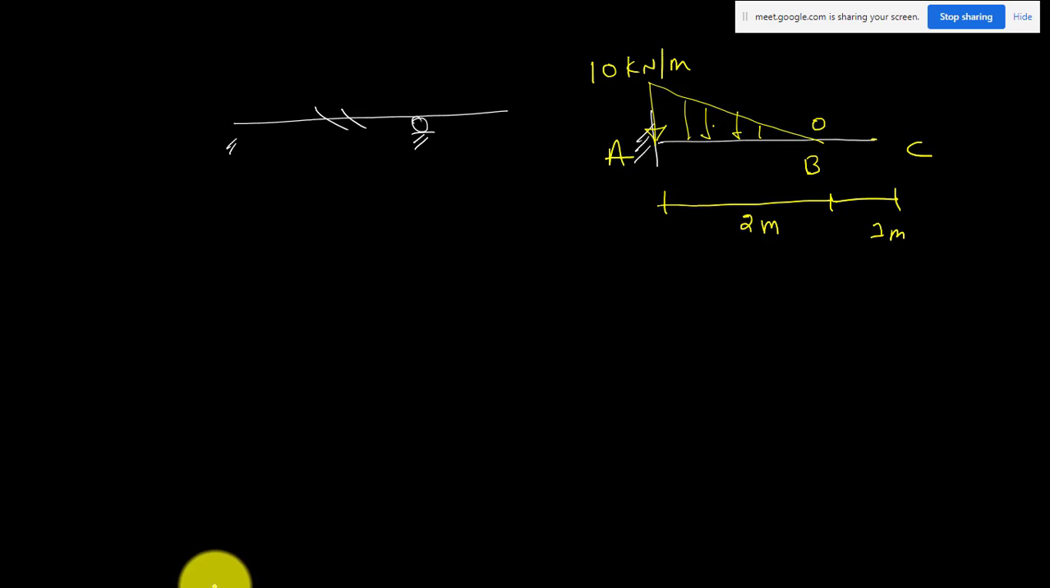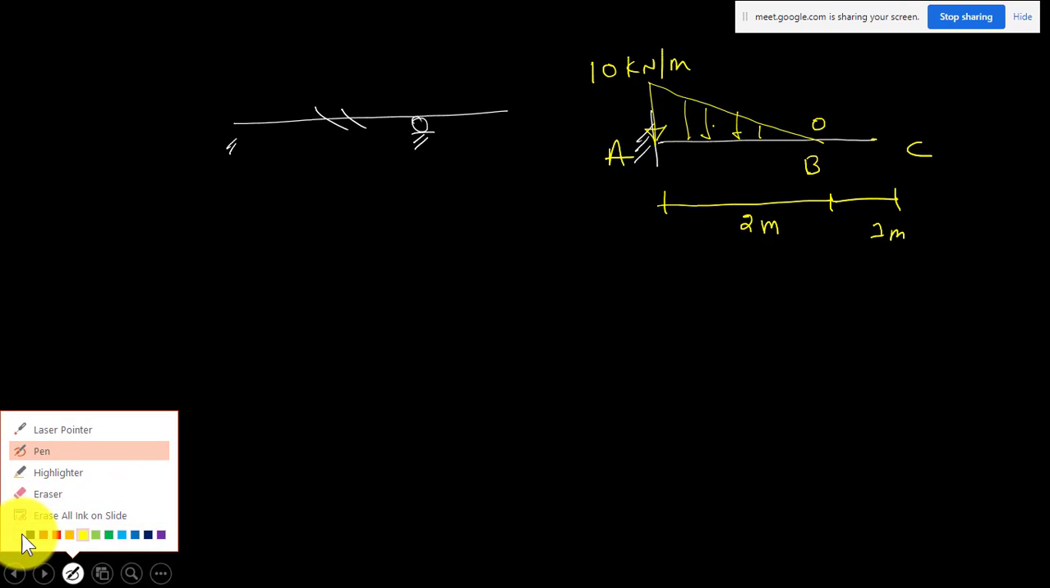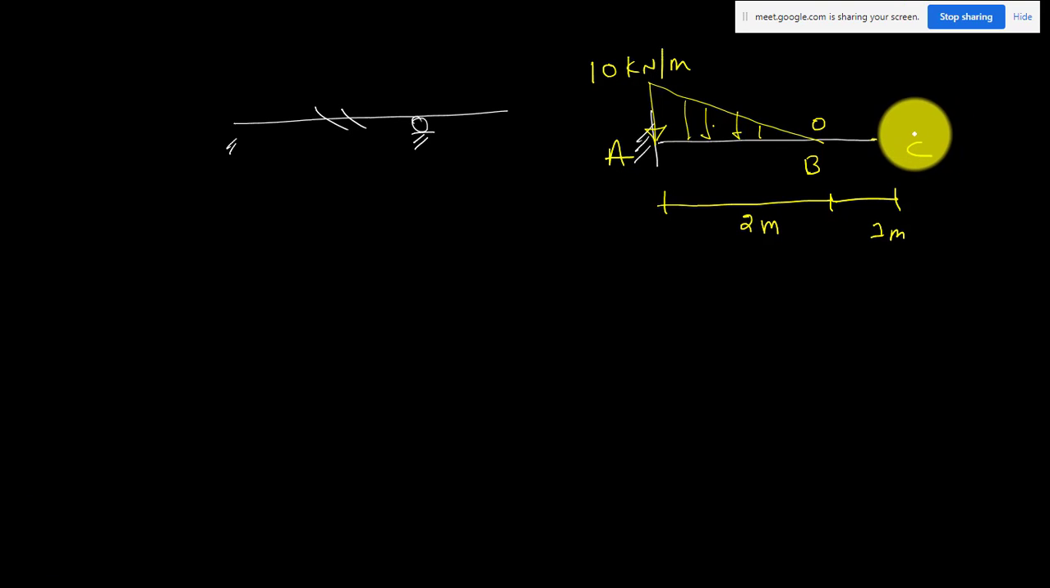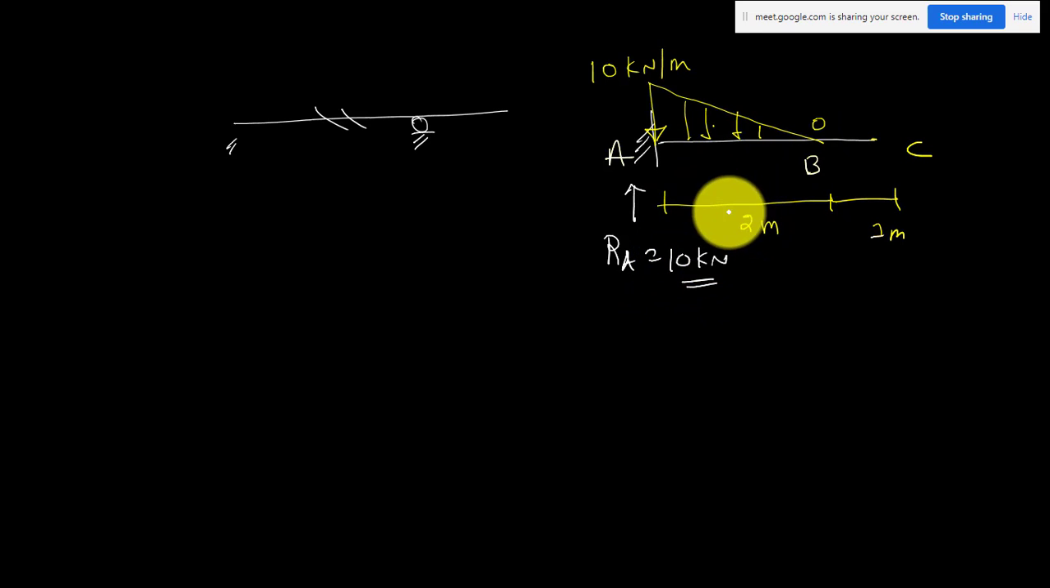So what you have to do? You can do one thing. So we can find the reaction at A. So reaction at A is half into 10 into 2, so 10 kilonewton. Okay, that is the reaction, half into 10 into 2, the area of this triangle.